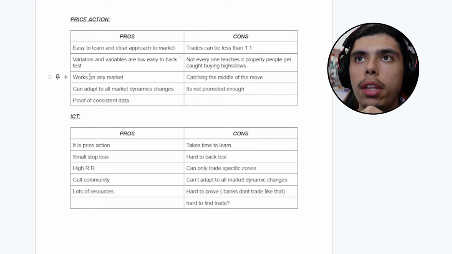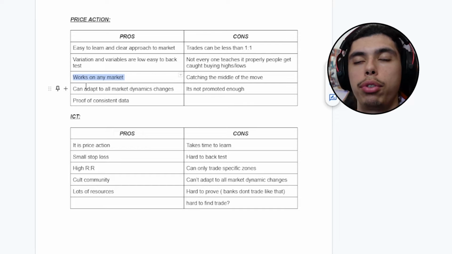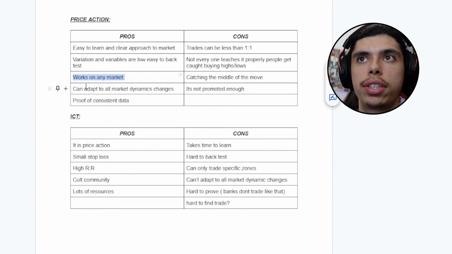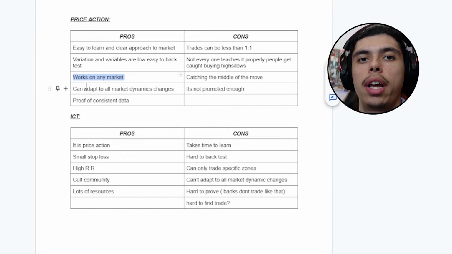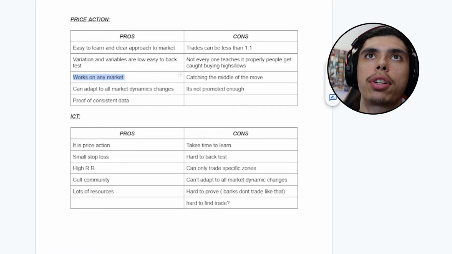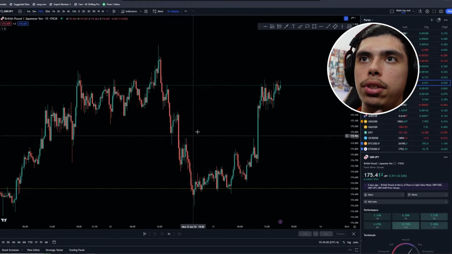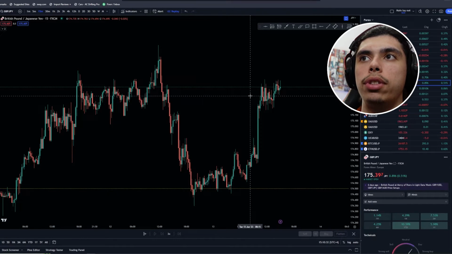On the other hand, we also have that it works on any market. You can trade indices, crypto, and anything. Price action works. Why is this true? Because price action is based on candles, support and resistance, as well as market structure. No matter what market you trade, there will always be candles, some form of market structure, and some form of support and resistance.